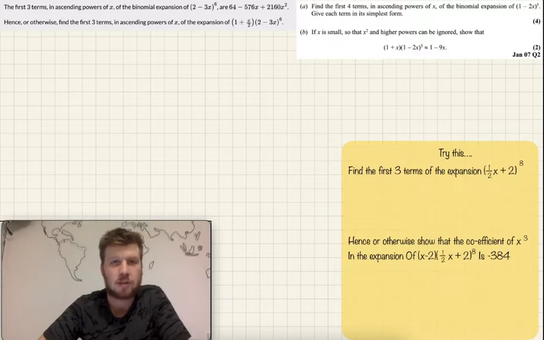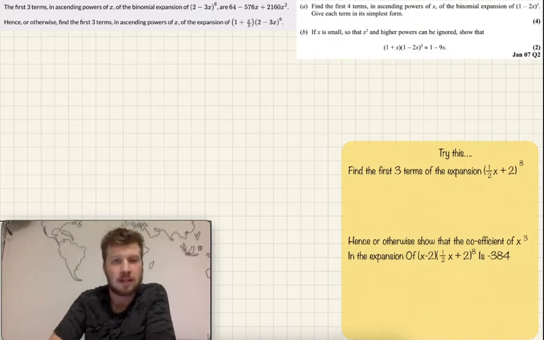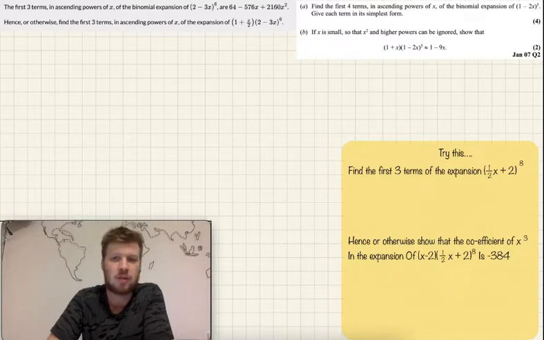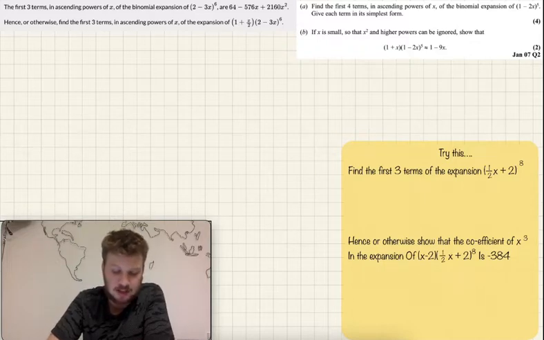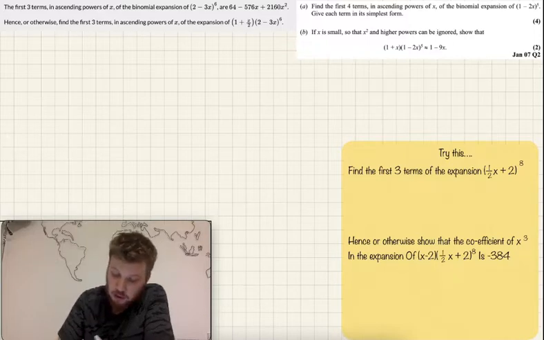In this video, we're going to explore the idea of a binomial expansion and how we can use it when we're looking at terms of an expansion or a product of two binomials. So, the first question says the first three terms in ascending powers of x of a binomial expansion 2 minus 3x to the power 6 are 64 minus 576x plus 2160x squared.